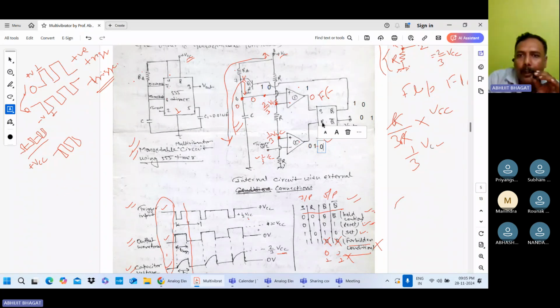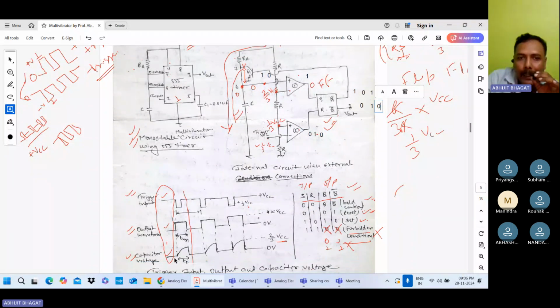Now see what happens. Here S has become 1 and R has become 0, S1 R0. What will the output be? The output Q is 1, so Q becomes 1, and Q bar becomes 0. So here again your Q bar is 0. That means when you provide the trigger voltage, your output is high for a certain time. Okay, your capacitor is charging. Capacitor is just slightly greater than 2/3 VCC.